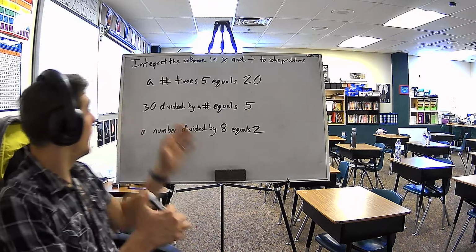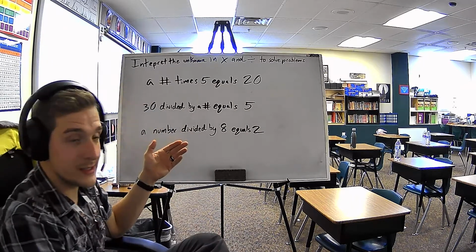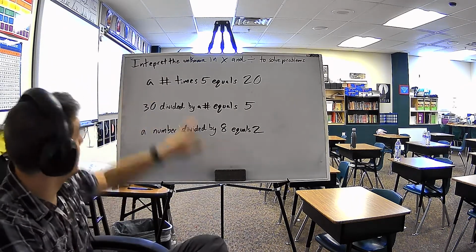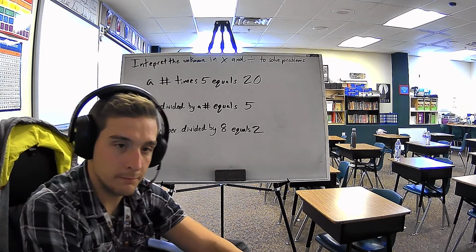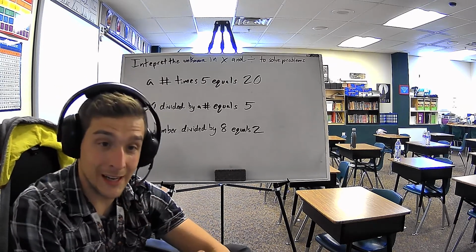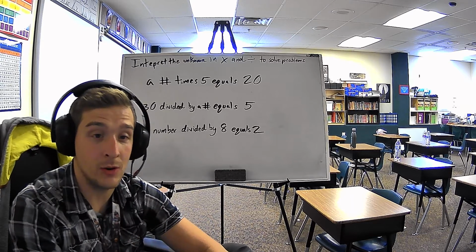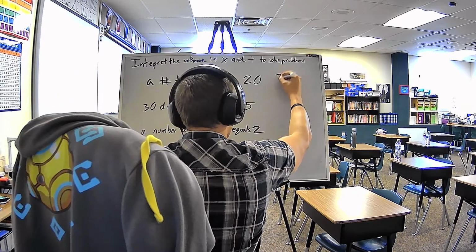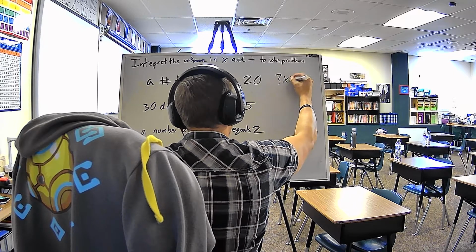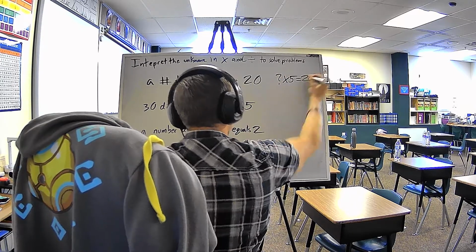But let's go ahead and jump into this. Can I give some examples? Here is one. I could give you a question and say, a number, this is a number sign, times 5 equals 20. So translating this is saying something times 5 equals 20, right? So you can just straight up go ahead and say something, question mark, times 5 equals 20.